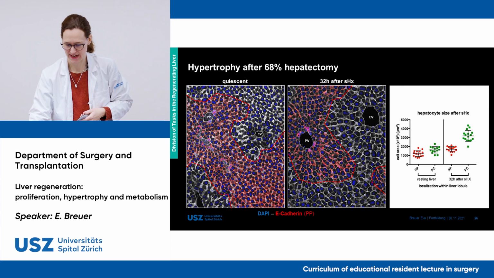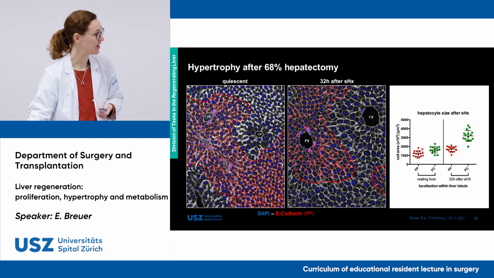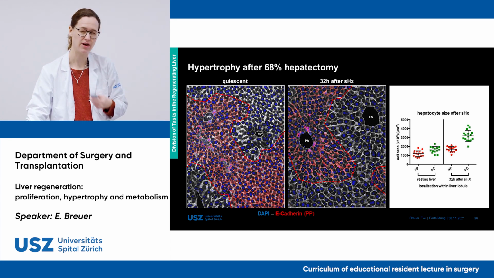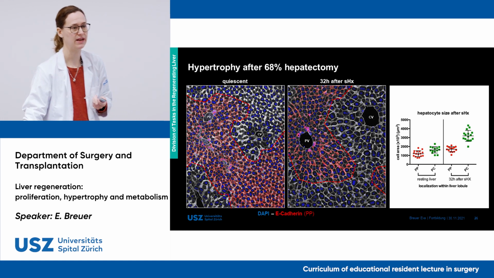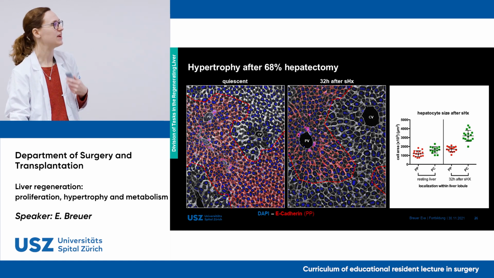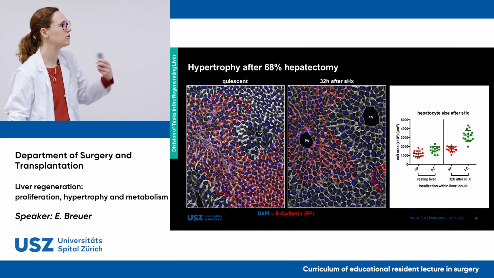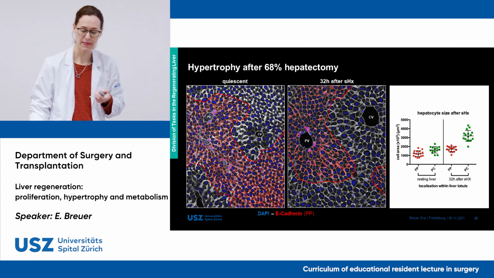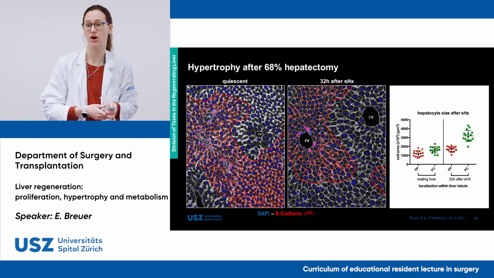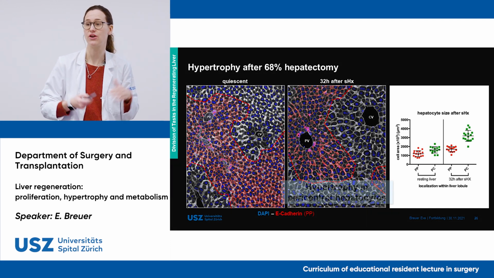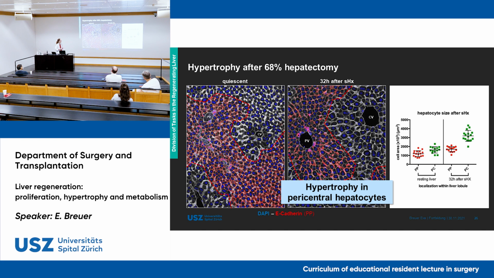And if we measure the size, and we have measured many hepatocytes by hand because there are not really good algorithms to do that by computer, we see that we have a massive increase in size of the cells which are located around the central vein. So we have a difference. We have a zonation of the proliferation and of the cell size after hepatectomy.